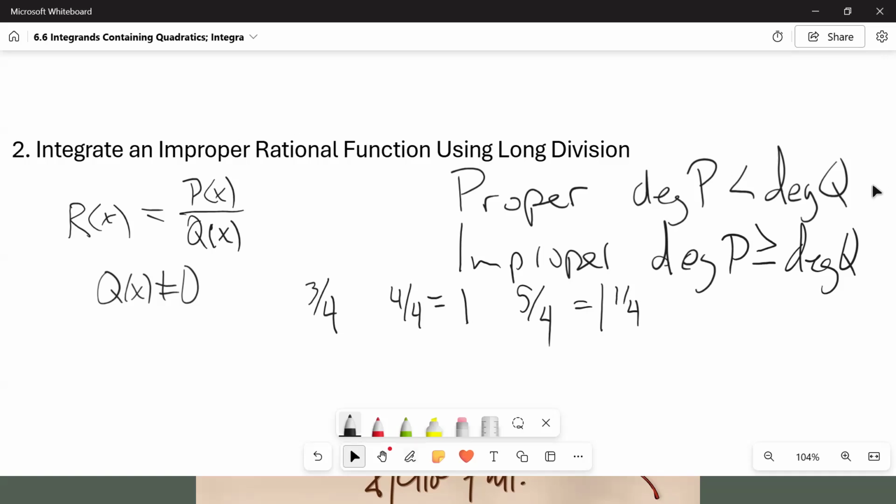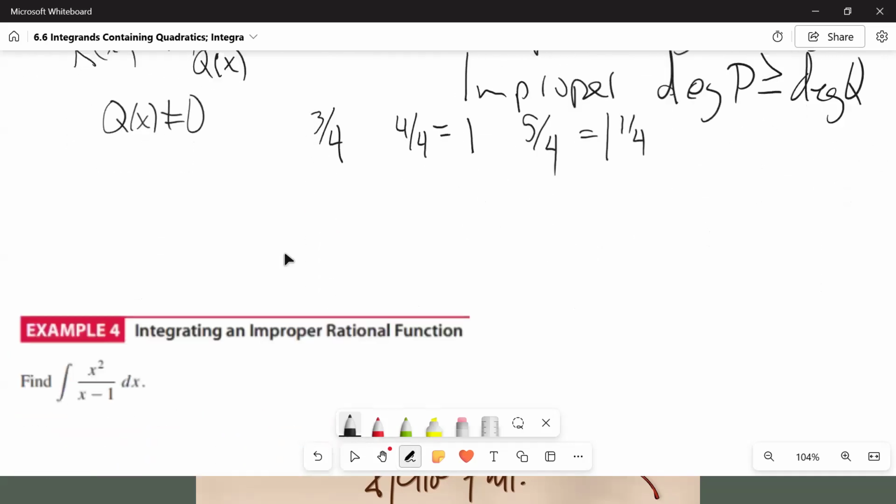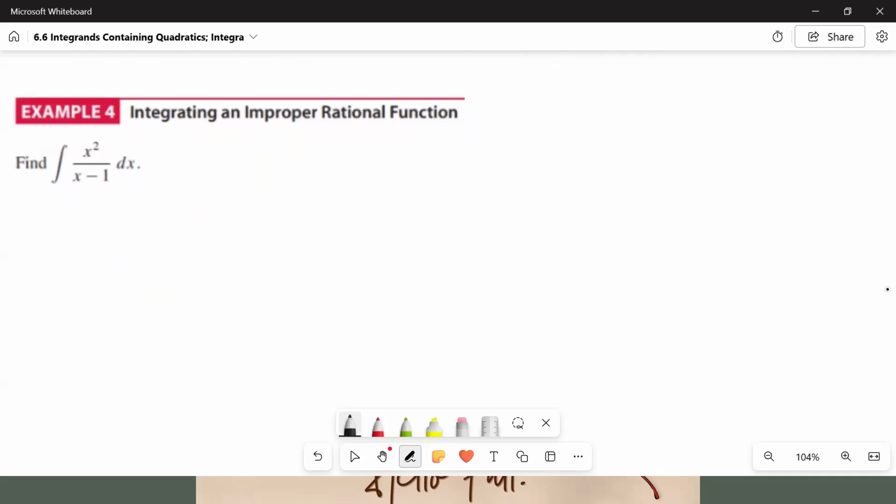So if you have an improper rational function, then you can use long division to simplify it. So let's look at an example to get the ball rolling on this. If I want to integrate x squared over x minus 1, I would use long division here.